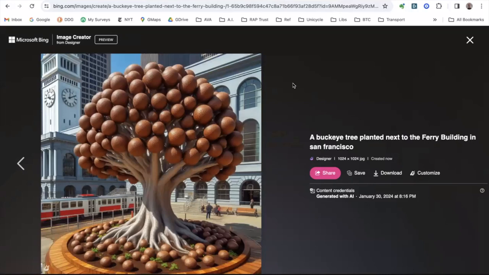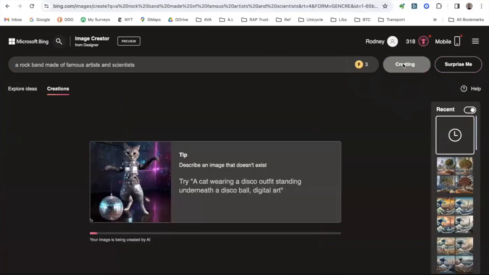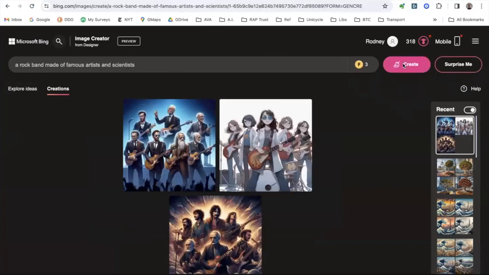Some really trippy images. I'm going to try John's prompt, a rock band of famous artists and scientists. They get nervous about specific people, although I think it may be possible to do that. And then we should probably take a look at Adobe Firefly and run some of these in there and see what that comes up with. To me, the Adobe product isn't as good as this one.